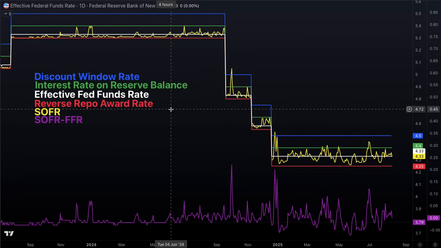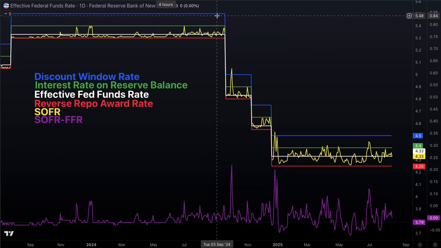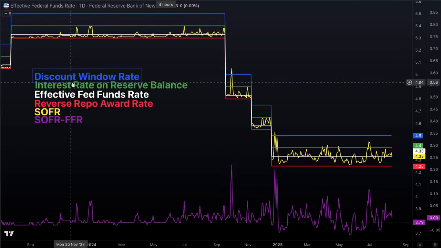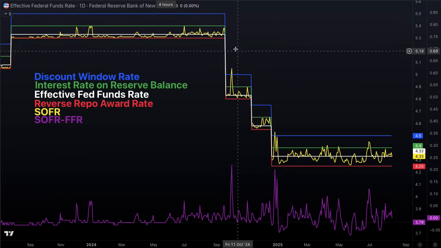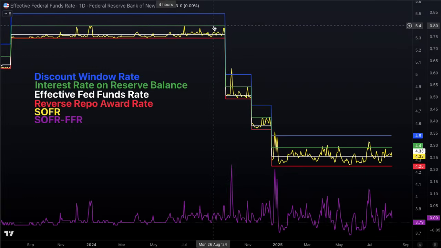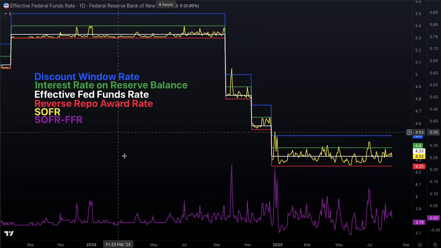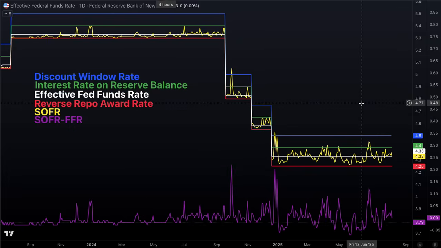In blue, we have the discount window rate. This is set by the Fed. In green, we have the IORB. This is the interest on reserve balances, also set by the Fed. In white, we have the federal funds rate. And in red, we have the reverse repo rate. So the way to think about this is the price of an overnight dollar. These are interest rates over here on this scale, and we'll get to the purple in a second.